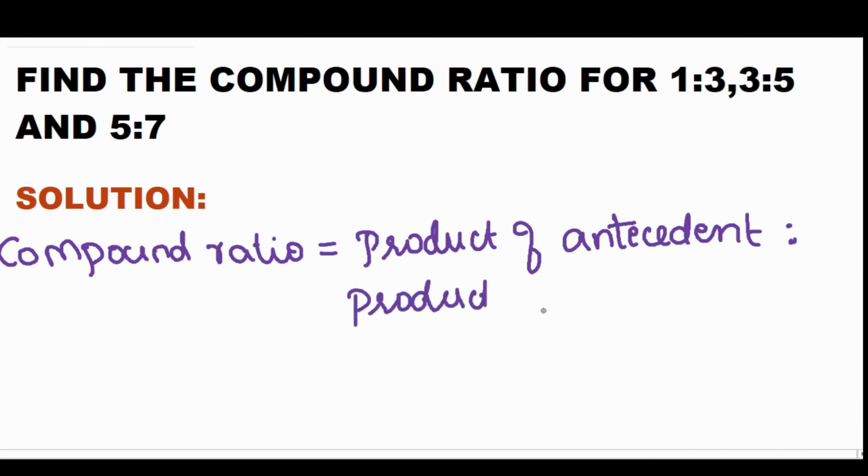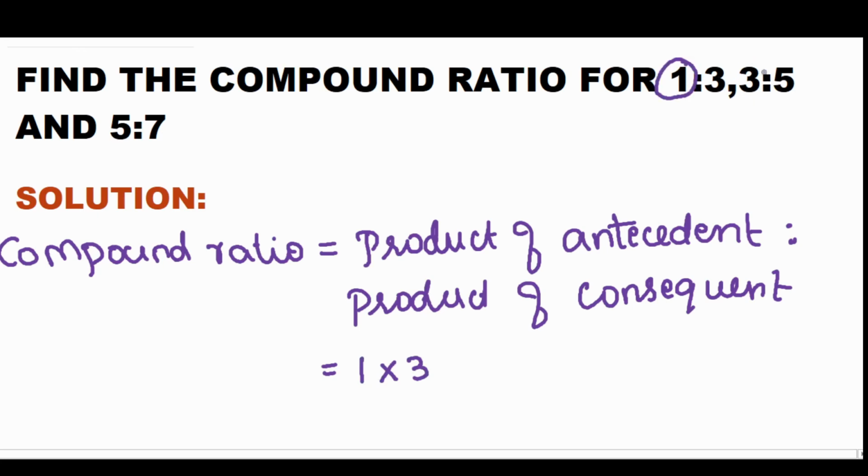So product of antecedent is to product of consequent. Now let us mark all the antecedent. So which are the antecedent there? So the antecedents are 1, 3 and 5. These are the antecedents. So let's multiply everything. 1 is to 3 is to, 1 into 3 into 5 is to. The remaining are the consequents. So 3 into 5 into 7.